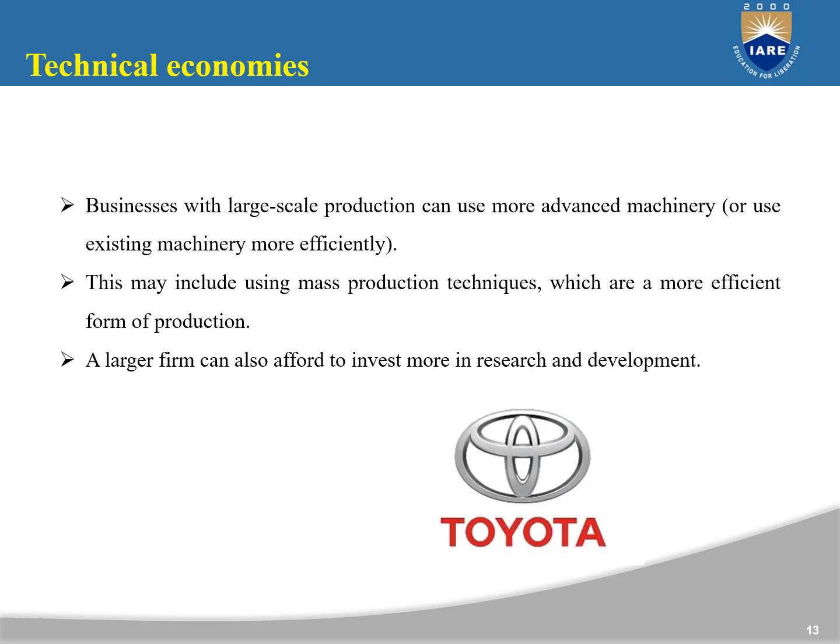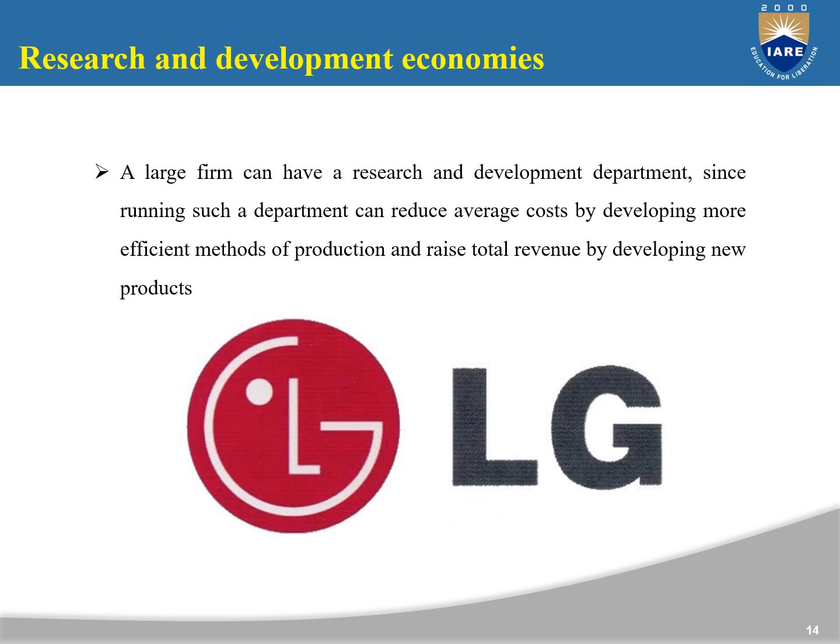Technical economies: businesses with large scale production can use more advanced machinery or use existing machinery more efficiently. This may include using mass production techniques, which are a more efficient form of production. A larger firm can also afford to invest more in research and development. Research and development economies: a large firm can have a research and development department, since running such a department can reduce average cost by developing more efficient methods of production and raise total revenue by developing new products.